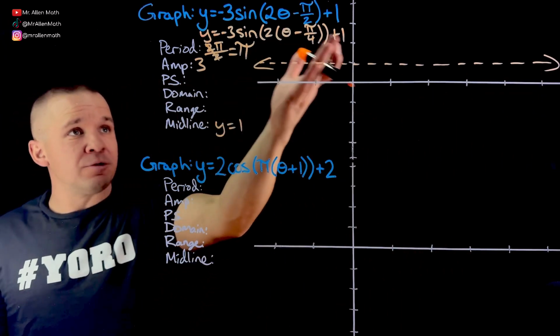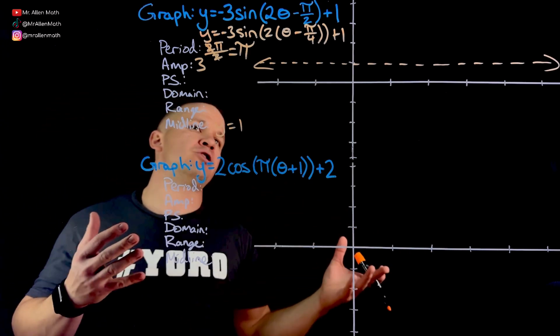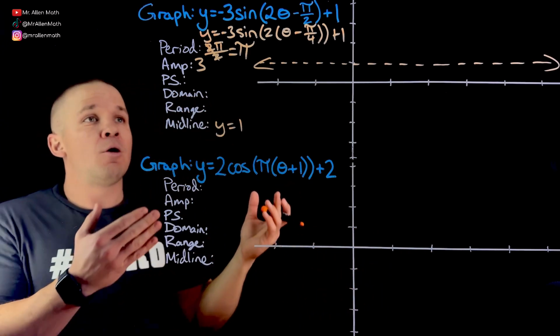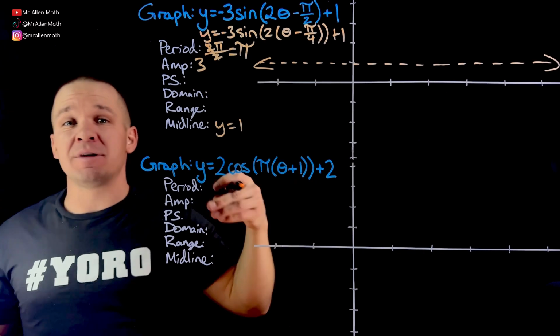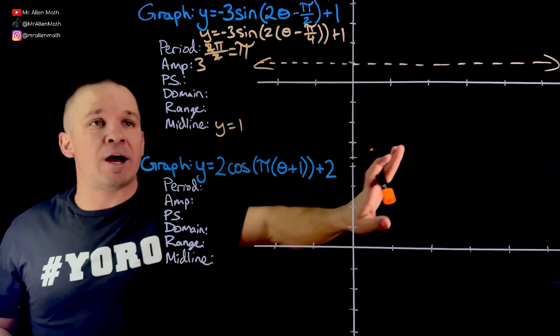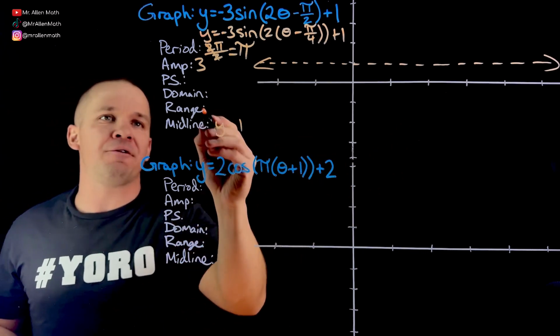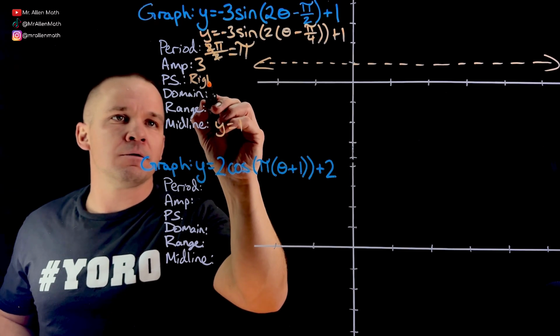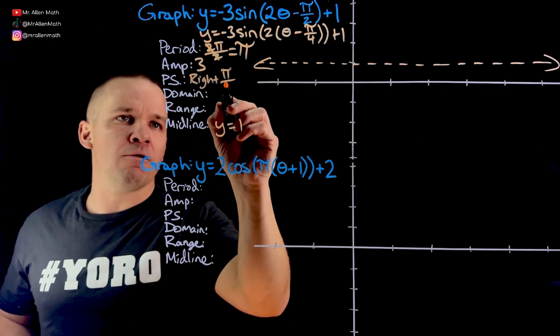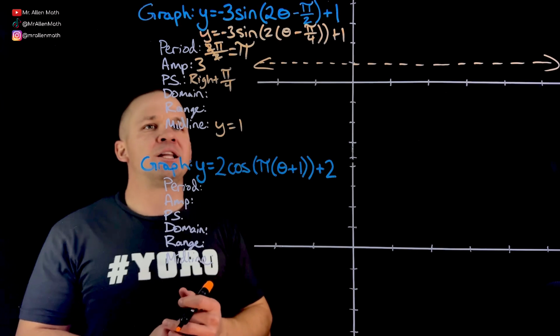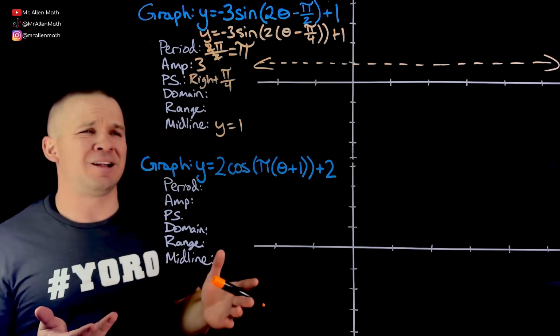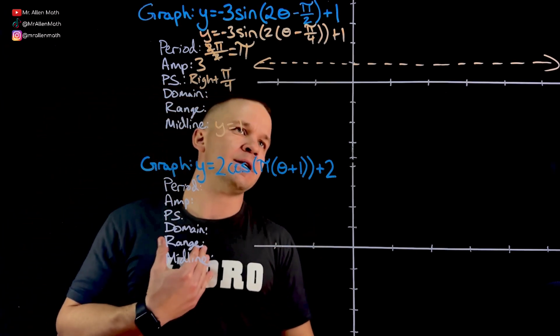How about our phase shift? Well, we did the factoring so that we could identify our phase shift, which is to the right pi over 4. So on the inside, remember, it's opposite of the sign. It's going to move to the right pi over 4 rather than to the left. All right, so right pi over 4. And we'll do our domain and range at the very end as long as I remember. Sometimes I forget to do that later on. Oops. All right, hopefully I don't lose any points.